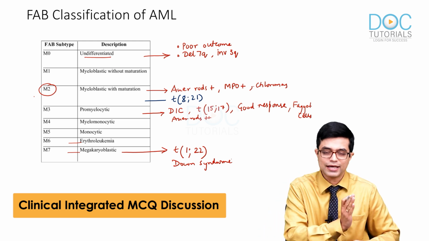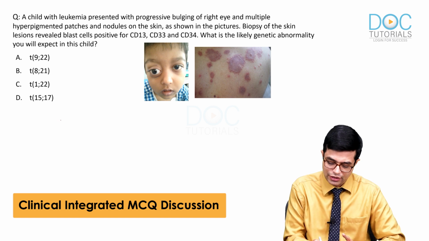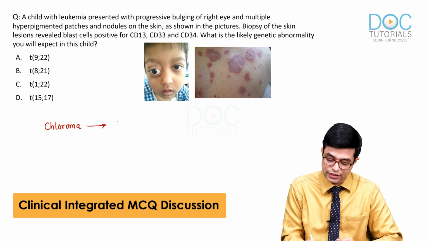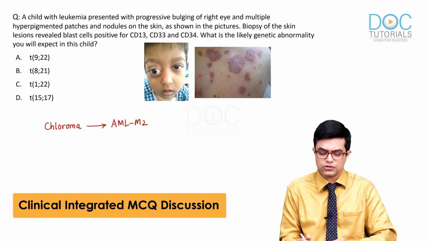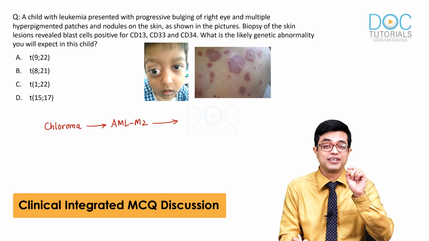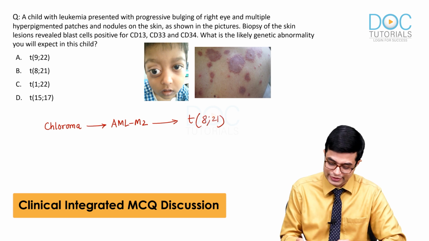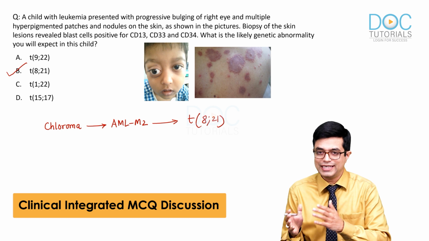Now try to go back and see the question again. This question is having leukemia, the diagnosis is having chloroma, right? Chloroma is seen in which common condition? AML M2. It can occur in M3, M4 variants also, but most commonly described in AML M2. AML M2 is associated with which translocation? Translocation 8;21. And so the answer to this question is B, translocation 8;21.